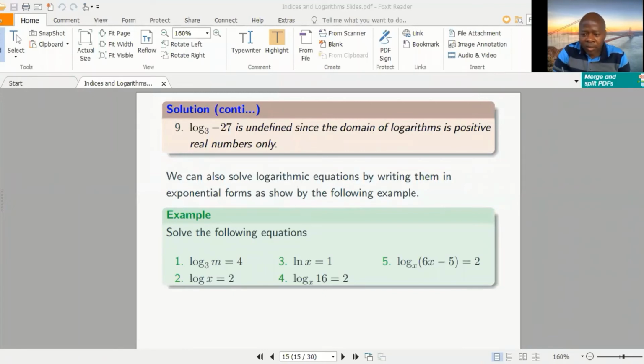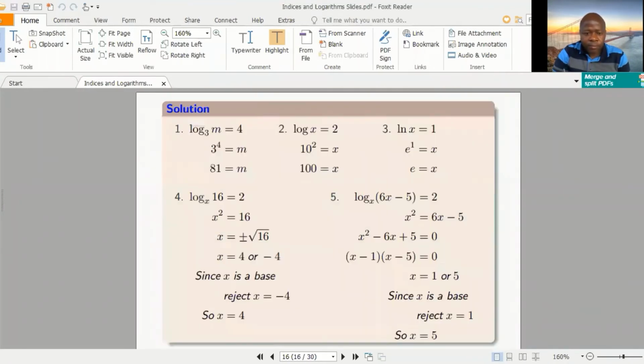I had already done this question, so let's just see what I've done. Yes, I found 81, 100. X is e raised to 1, so just e. In fact, e raised to 1 is just e, which you already know the value of from your calculator. Now, what was this other question?